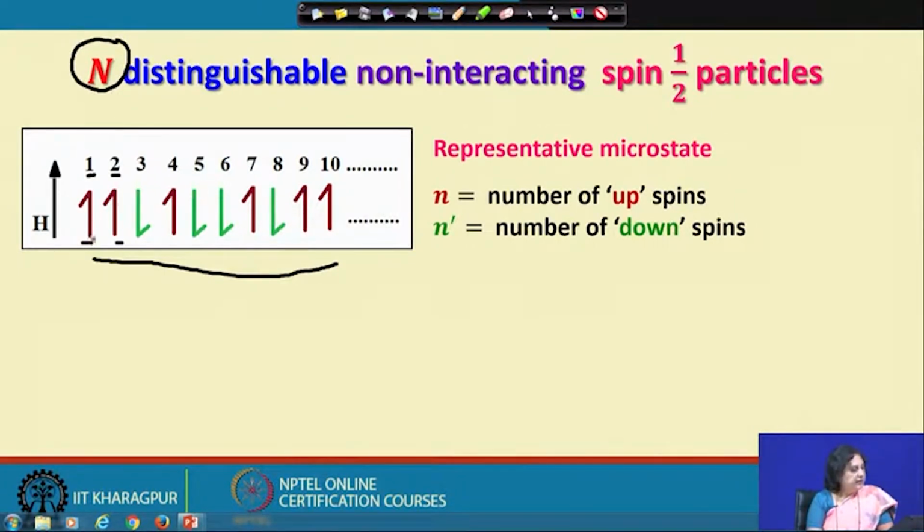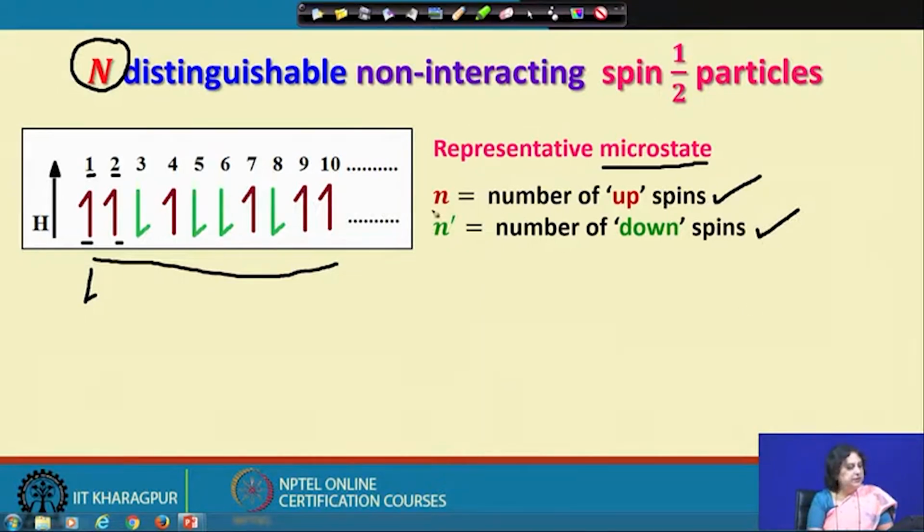Now, each particular spin, depending on the direction of the applied field, can have an up spin, or in some other microstate it can have a down spin, where it is oriented antiparallel to the applied field. Now, the question is then how do I represent the microstate of a system which is pictorially represented here? The microscopic state of the system is, as we have seen, defined in terms of the number of up spins and the number of down spins.